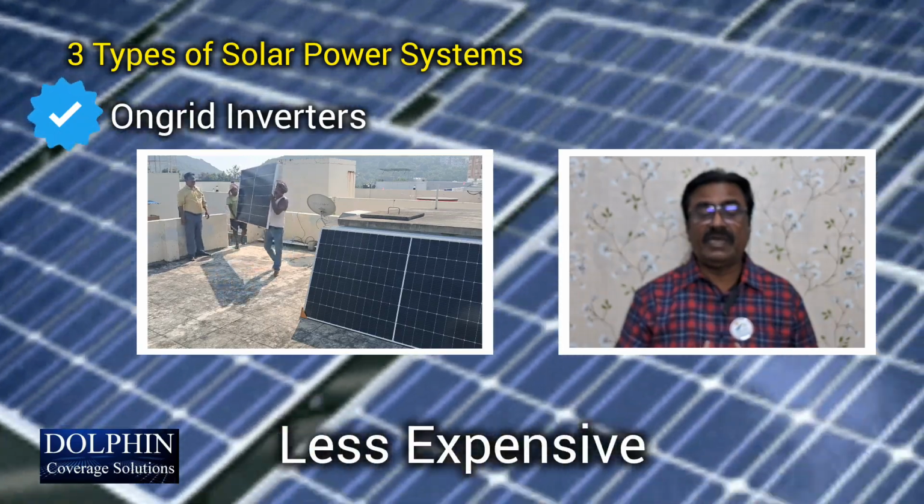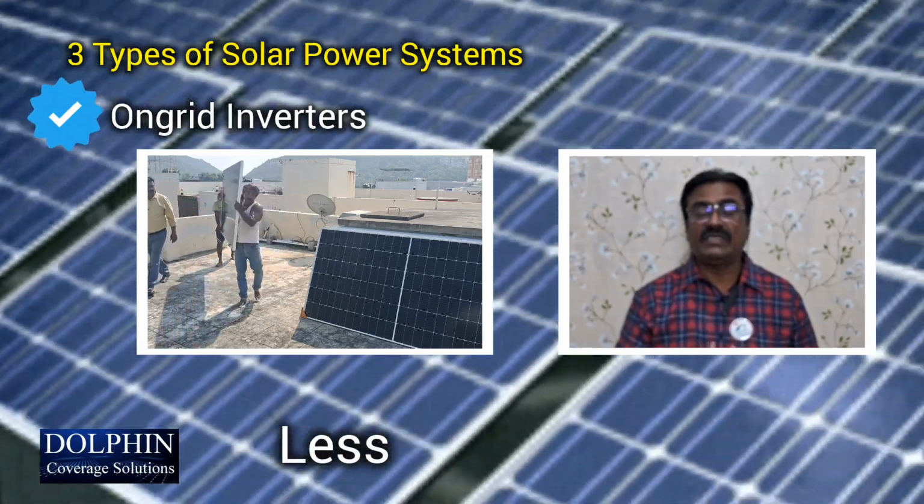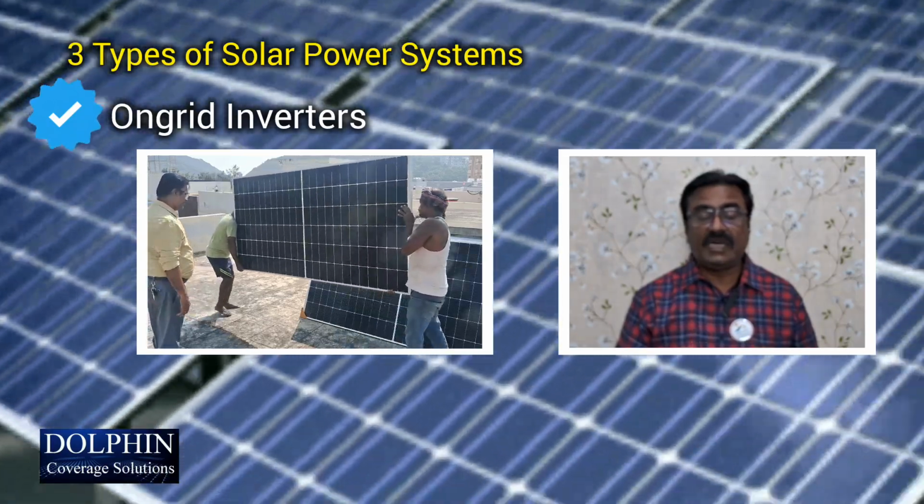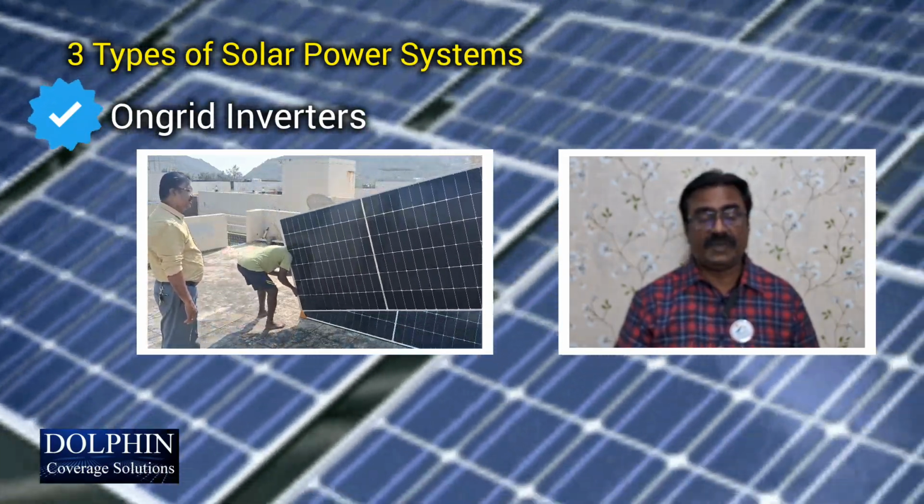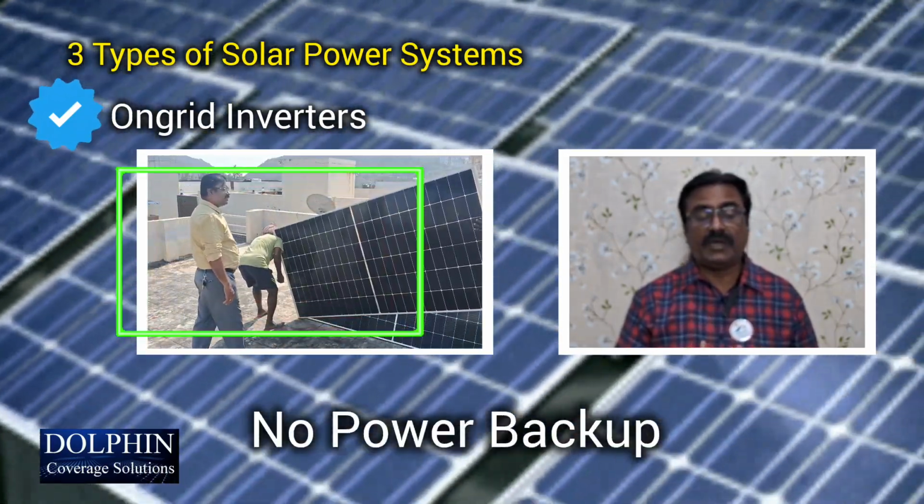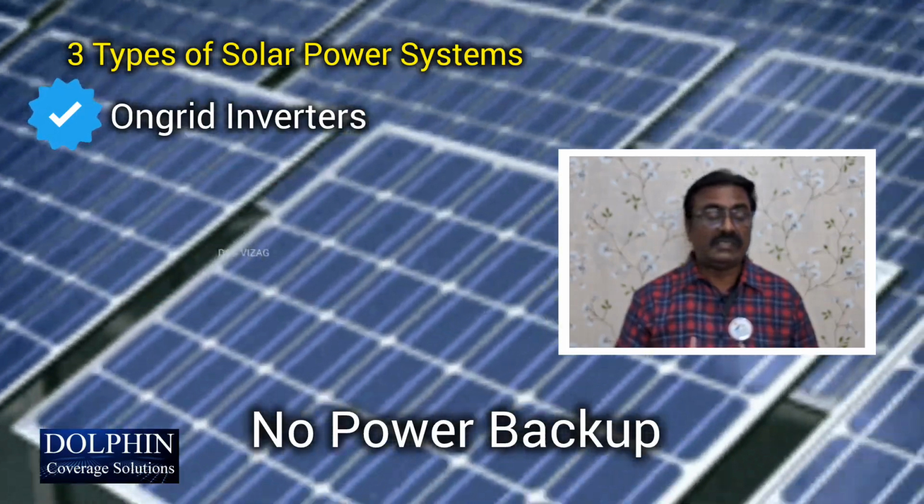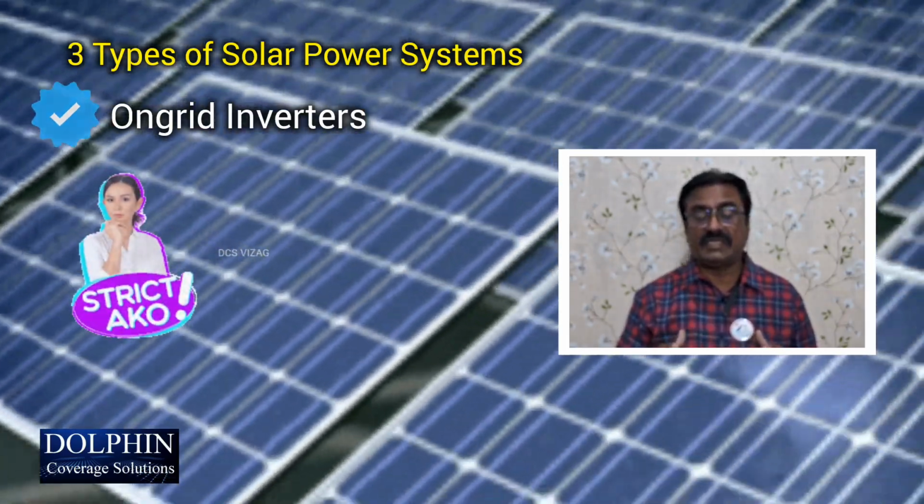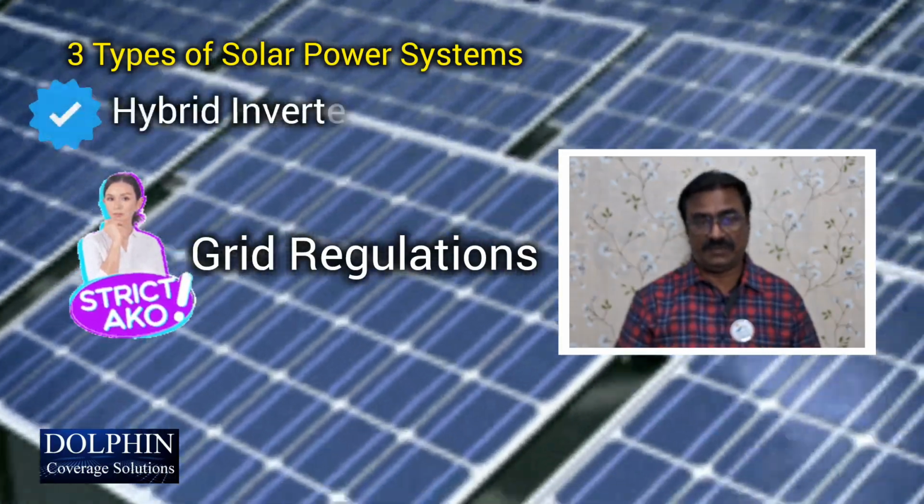On-grid inverters are typically less expensive than off-grid inverters. However, they require a stable grid connection to operate. They do not provide power backup during grid outages. There are also stringent regulations: on-grid inverters must comply with strict grid connection regulations.